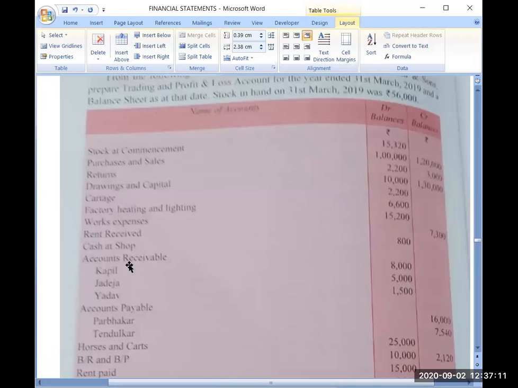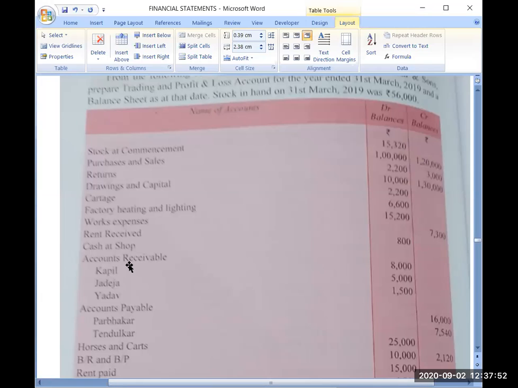Accounts receivable is another name of debtors. And this time you have been given the names of debtors also. But we will not write them separately in the balance sheet. Yes, these are all personal accounts. Very good. And because these are personal accounts, first thing, all personal accounts are written in the balance sheet.